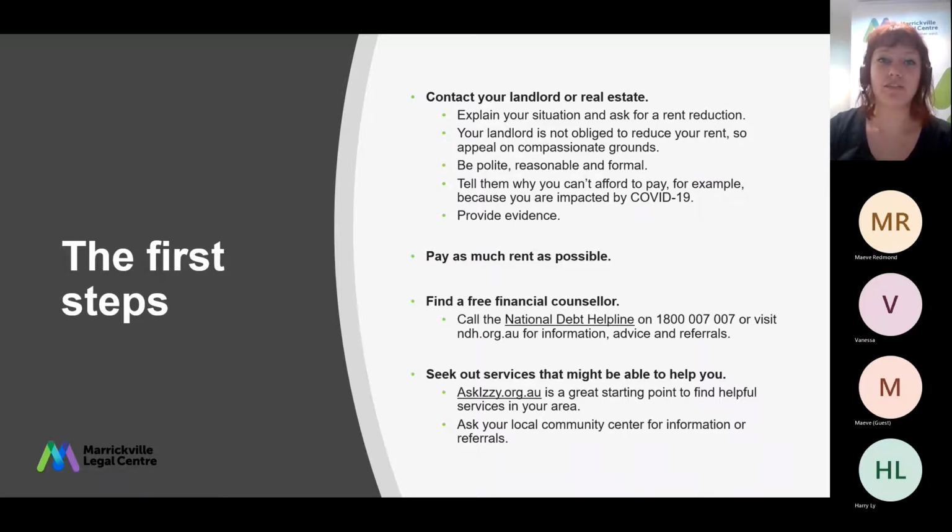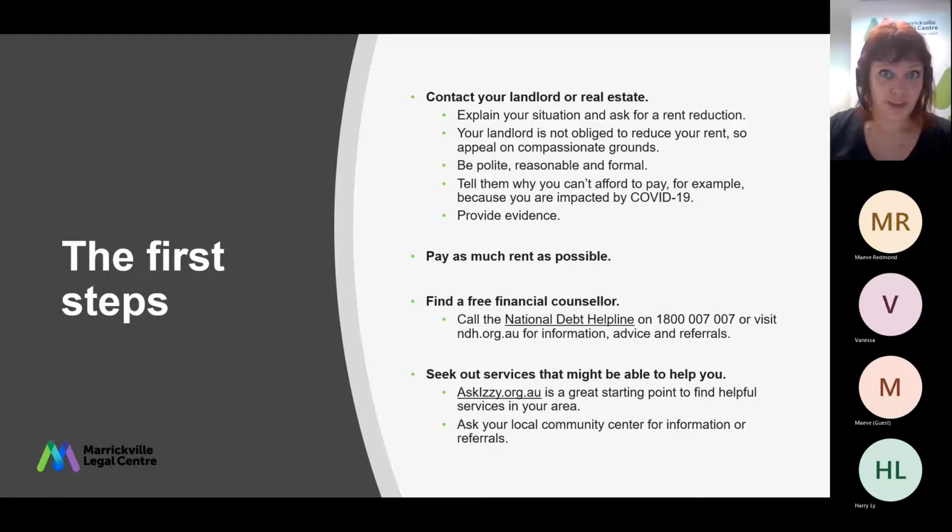There's a really wide range of different services out there, and a great starting point is to have a look at a website, perhaps like Ask Izzy. So it's askizzy.org.au. That provides a directory of different services in your area. For example, places you can go to help with groceries, food, accommodation, that kind of thing. And also your local community centre often will know different organisations that might be able to help as well. So I do suggest getting in contact with them.